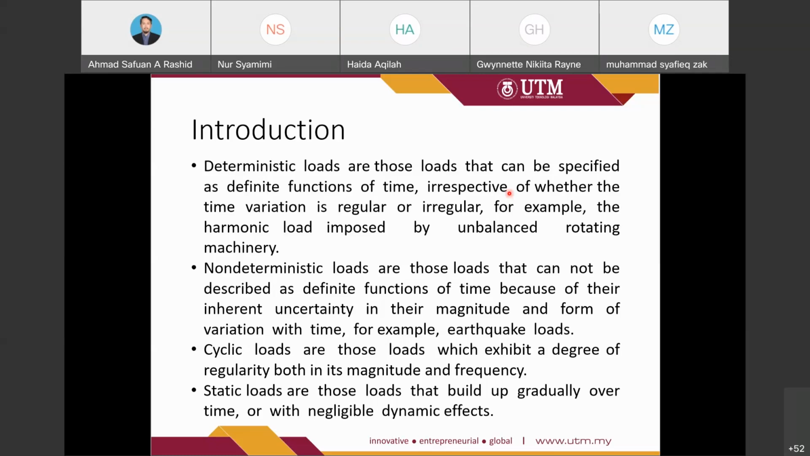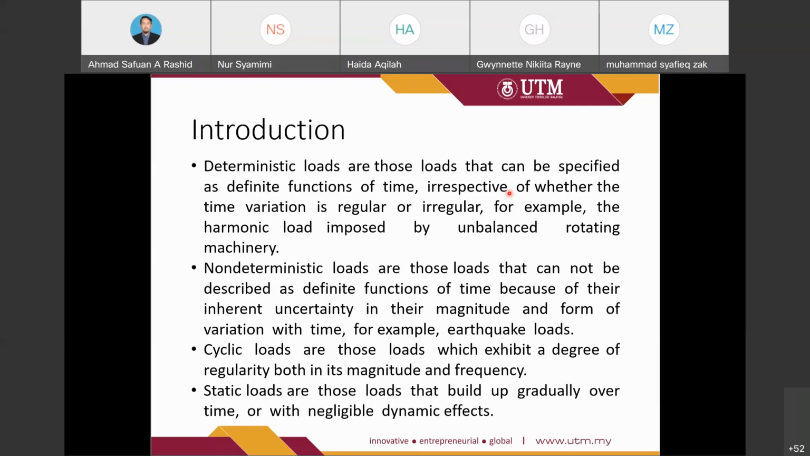Non-deterministic loads are those loads that cannot be described as a definite function of time because of their inherent uncertainty in their magnitudes and form of variation with time. For example, earthquake loads. This is a load that we cannot easily control. We cannot control the time, so it happens suddenly.